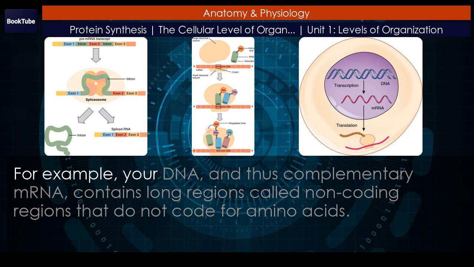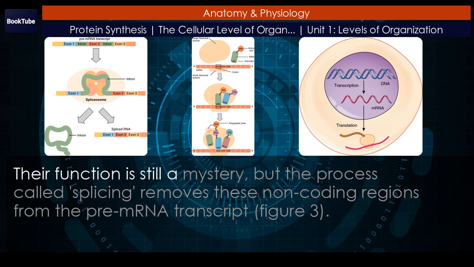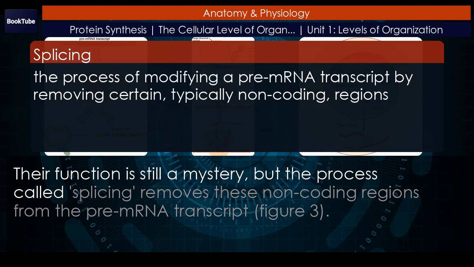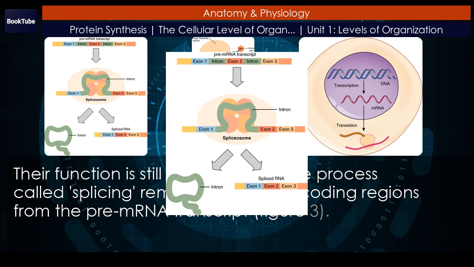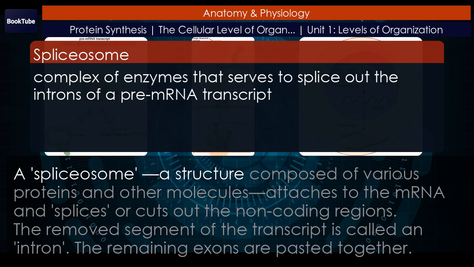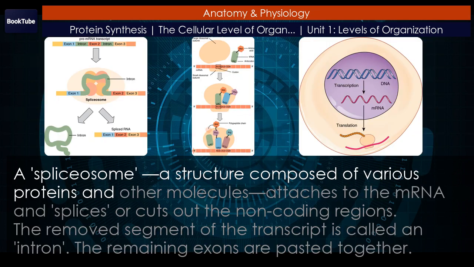For example, your DNA, and thus complementary mRNA, contains long regions called non-coding regions that do not code for amino acids. Their function is still a mystery, but the process called splicing removes these non-coding regions from the pre-mRNA transcript. Figure 3. A spliceosome, a structure composed of various proteins and other molecules, attaches to the mRNA and splices, or cuts out the non-coding regions. The removed segment of the transcript is called an intron.